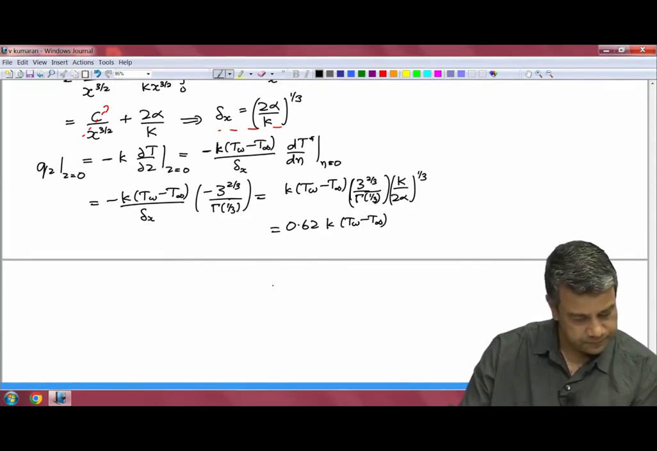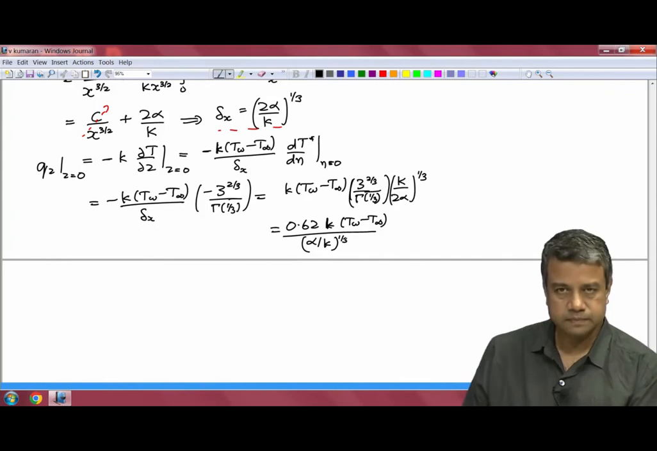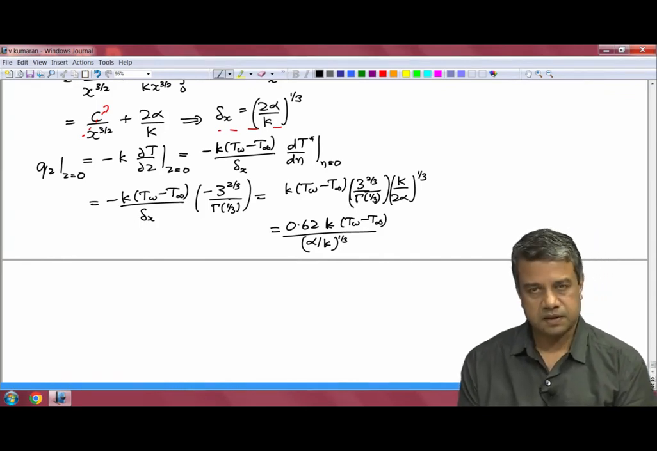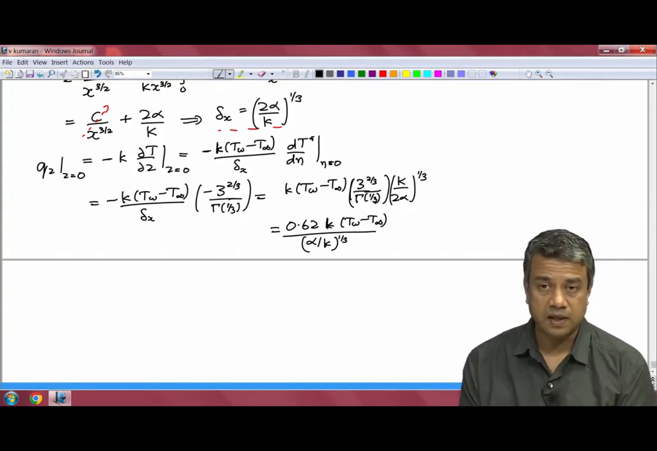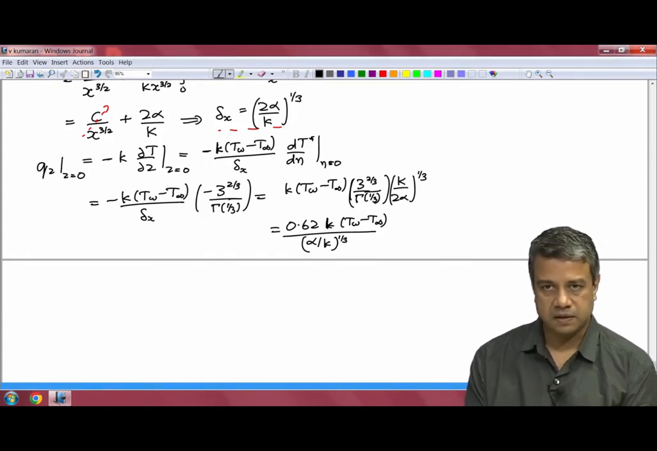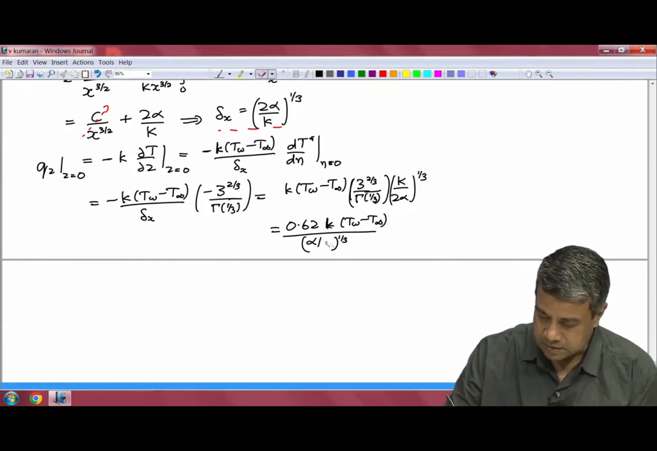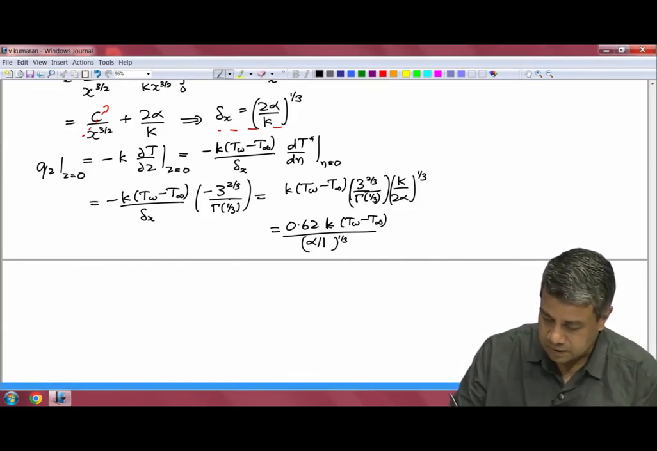This is the thermal conductivity, times alpha by k whole power 1/3. This is the flux at the surface. This is also the average flux, because this flux is now independent of x. So, therefore, the average flux is equal to the local flux, because the flux is a constant. Note that k is the parameter in the equation for the velocity field.